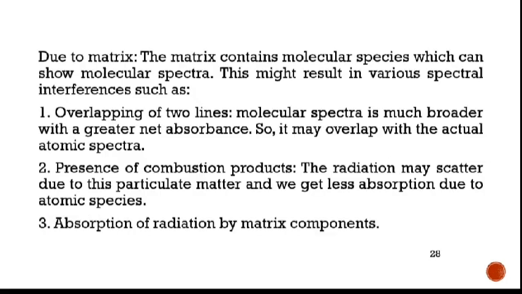Due to the matrix, the sample contains molecular species which can show molecular spectra. This might result in various spectral interferences such as: 1. Overlapping of two lines. Molecular spectra are much broader with a greater net absorbance, so they may overlap with the actual atomic spectra. 2. Presence of combustion products. The radiation may scatter due to this particulate matter, and we get less absorption due to atomic species. 3. Absorption of radiation by matrix components.